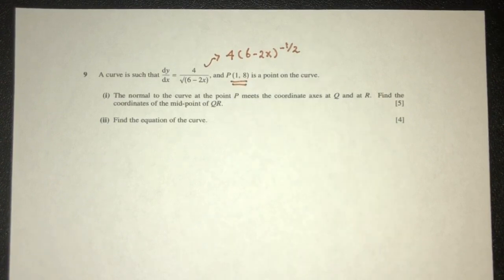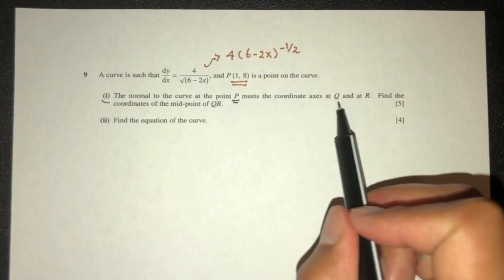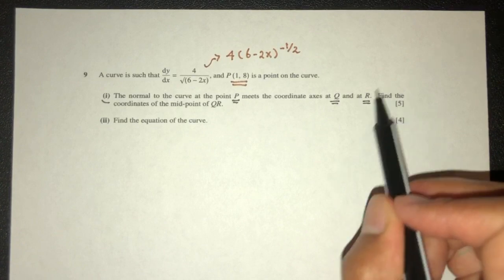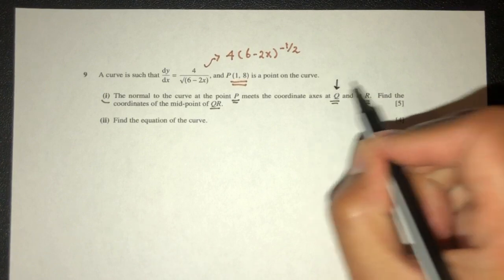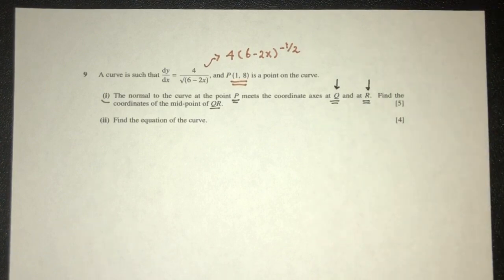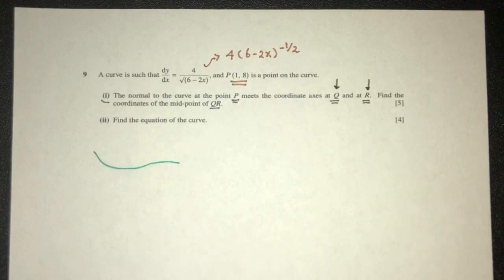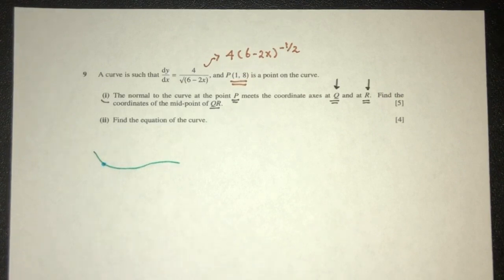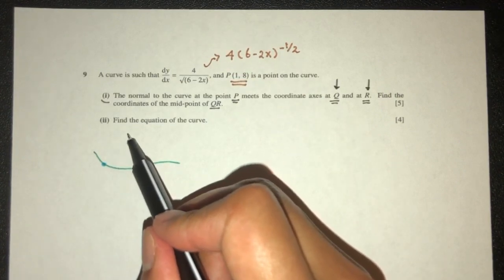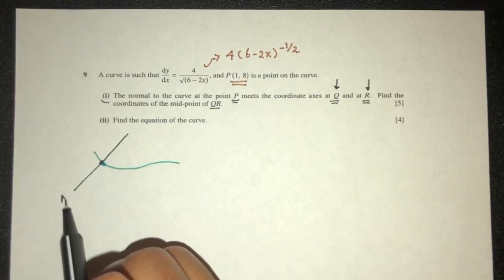Now, part 1. The normal to the curve at the point P meets the axes at Q and R. We have to find the midpoint of QR. So to find the midpoint, we must first find the point Q and the point R. Now, just to understand, we can make a drawing. The curve, let's say the shape of the curve is something like this. And then the point P, let's say it's over here. The normal to the curve will be a line at 90 degrees at that point P.